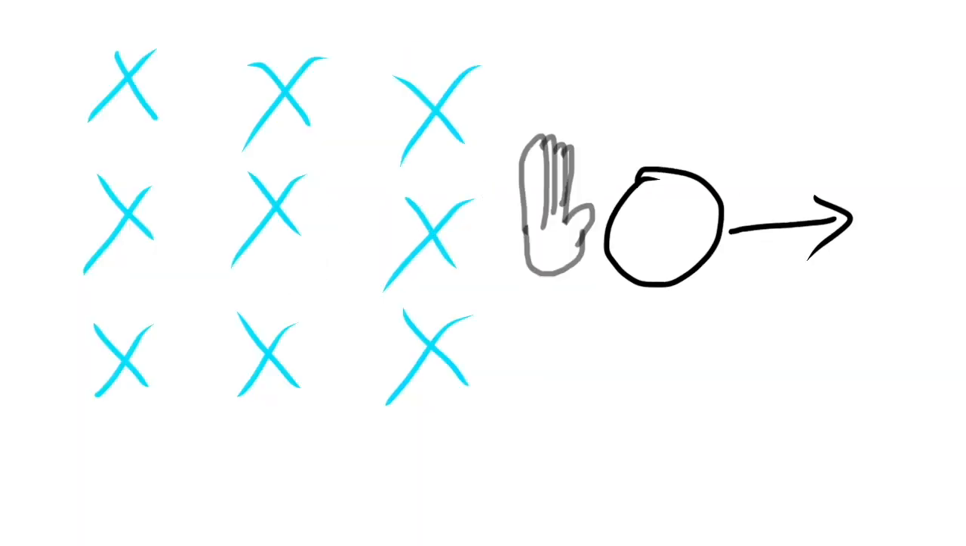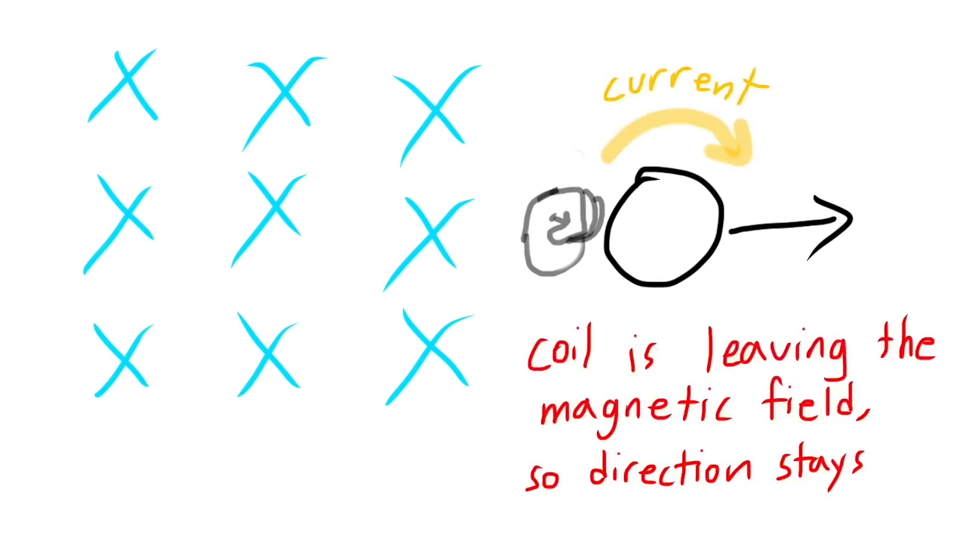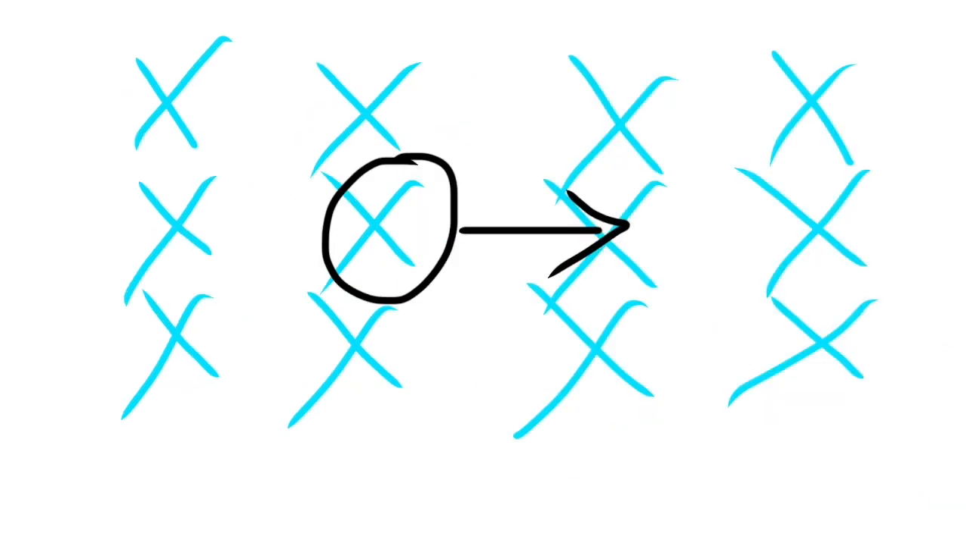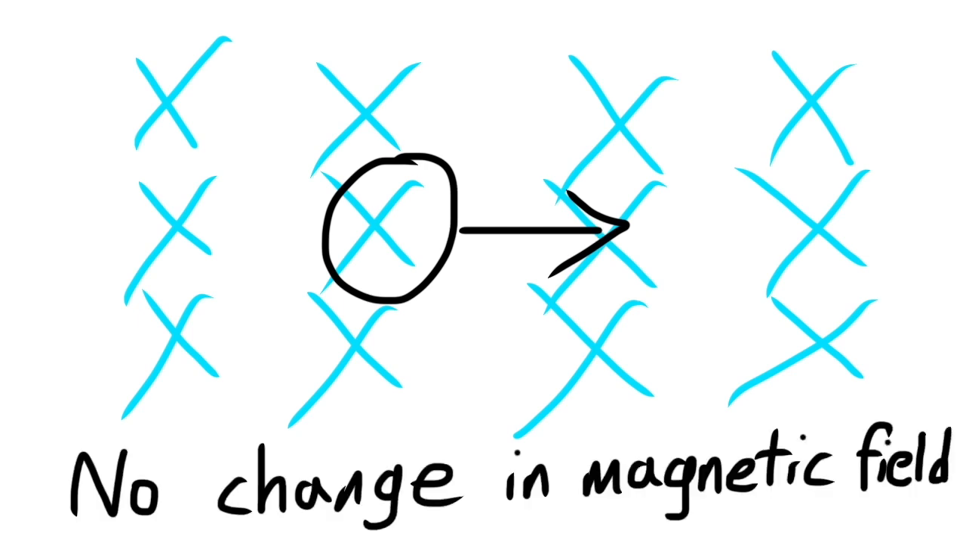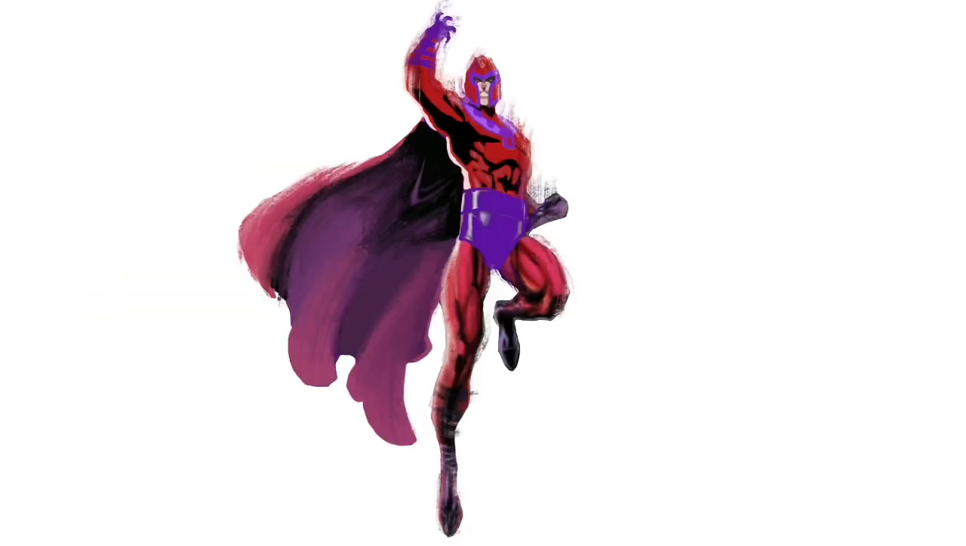In this scenario, where the coil is exiting the magnetic field, the current is going clockwise. Since the coil is leaving the magnetic field, the direction stays the same with right-hand rule number 3, so current is going clockwise. So what if the coil is in the middle of the magnetic field, not entering or exiting? Well, there's no change in magnetic field, or in other words, no change in flux, so there's no current.